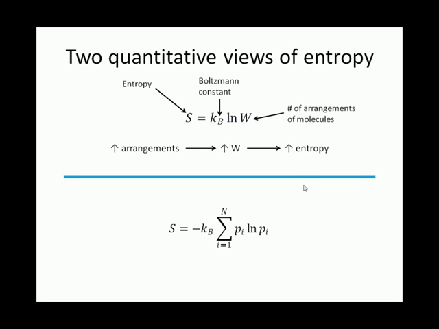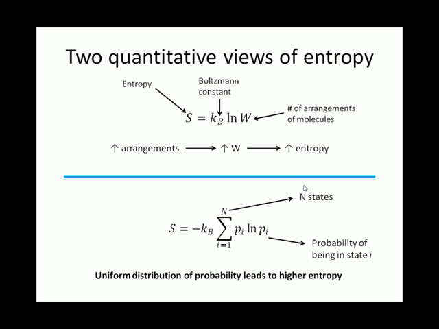The second equation expresses entropy in terms of the total number of states in the system and the probability of being in each state. Examples of states could be different levels of energy for the molecules in the system, and the p_i's would be the probability for a molecule to be at a particular energy level. In general, entropy is highest if all states have equal probability. In other words, if there is a uniform distribution of probability.